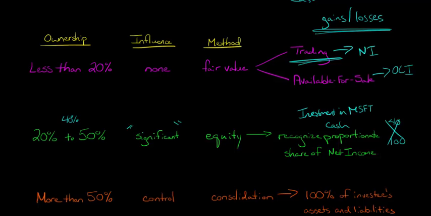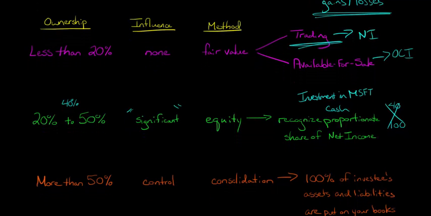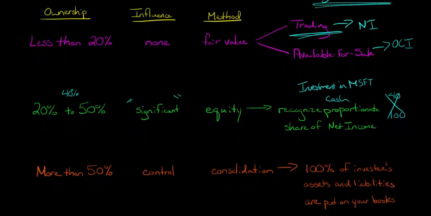Now, what if we owned more than 50% of Microsoft? What if we bought 80%? So let's just say we bought 80% of Microsoft stock here. Now we're deemed to control Microsoft. We don't have to have 100%. Just more than 50% is enough to say that we control Microsoft now. And so the method we're going to use when we control a company is called the consolidation method.